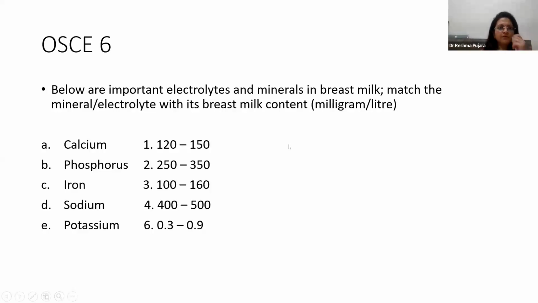So this one says something about nutrition. There are some important electrolytes and minerals in the breast milk, like calcium, phosphorus, iron, sodium, and potassium. You need to match the mineral or electrolyte with its breast milk content in the units of milligram per liter. You can write the answer in the form of what would be the answer for A, B, C, D, like that.